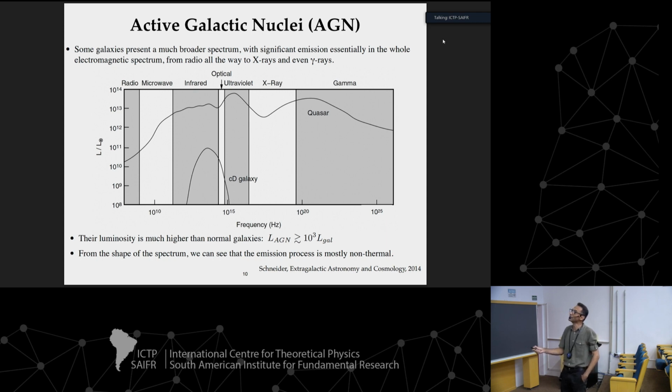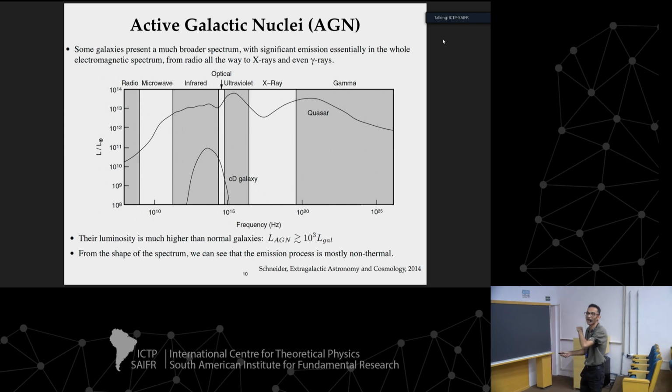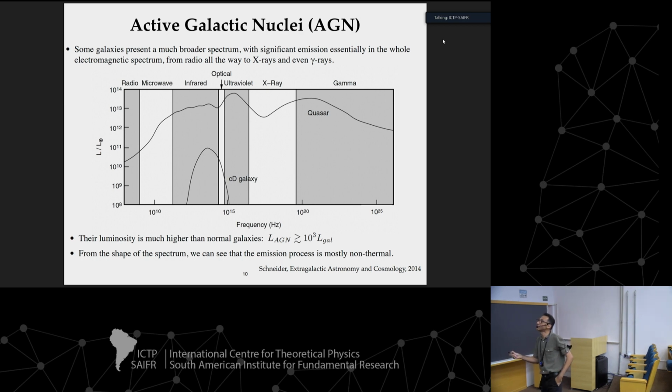But when you look at an AGN, you see emission essentially across the whole electromagnetic spectrum. So you can see emission from radio to visible to X-rays and all the way to gamma rays. So this is a typical spectrum of a quasar. Another difference is that their luminosity is at least 1,000 times the luminosity of a normal galaxy. And from the shape of this spectrum, you can already conclude that whatever is driving this luminosity, it is not a thermal process. It has to be something out of equilibrium.